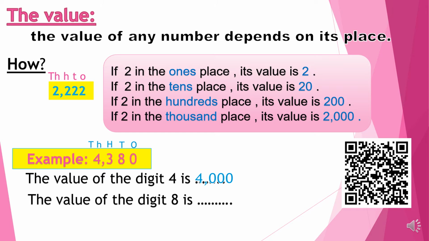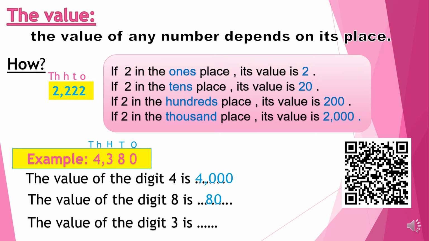The second question, the value of digit 8. 8 is in which place? Tens. Yes. So I will give 8 some zeros. In tens, how many zeros? Do you remember number 10? How many zeros in number 10? Just 1 zero. So I will give 8 1 zero. It will be 80.